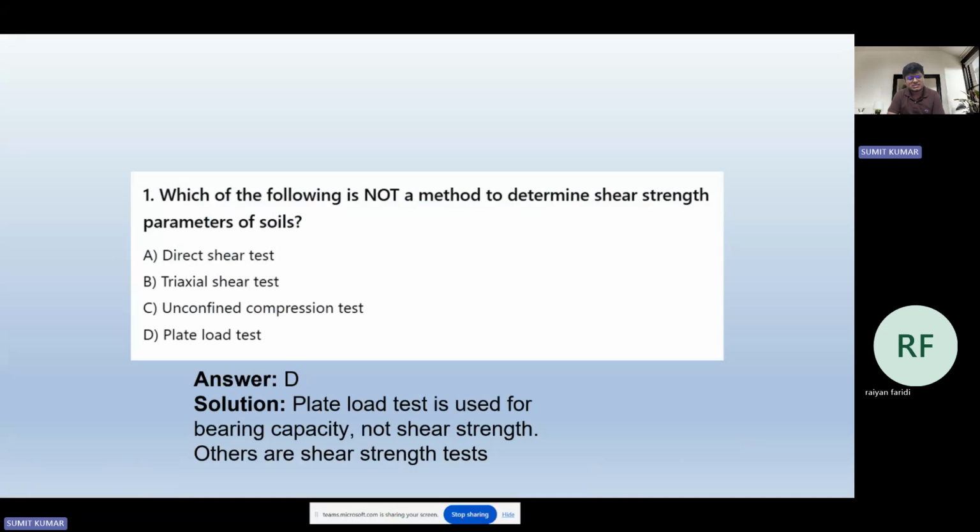The first question is: which of the following is not a method to determine the shear strength parameter of soil? The direct shear test is a method through which we can calculate C and phi. The triaxial test is also a method to calculate C and phi. The unconfined compression test is also a method which we have read today, through which you calculate the cohesion. The plate load test is not that method. The plate load test is used for bearing capacity, not shear strength. The others are shear strength tests.